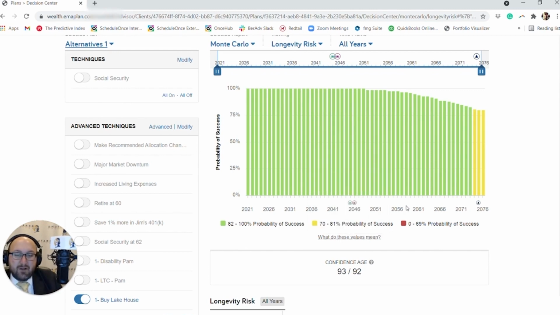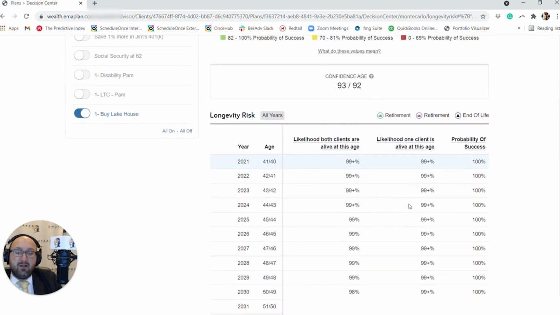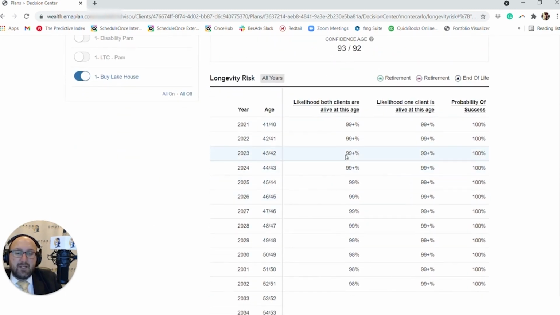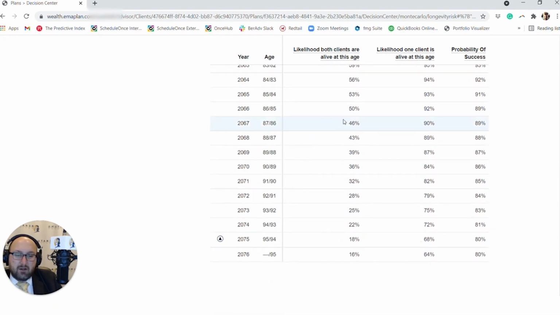So the second part of this, and what we really love to use this for, is having a conversation about how longevity impacts their plan. And so what eMoney's done here, which I think is just fantastic, is one, what's the likelihood of both clients living to this age? And so if we scroll down here, this is a younger couple, you'll see there's only a 28% chance that they live to be 92 and 91. People don't realize that. First off, the reaction you get is, wow, it's that high? I don't even think there's any chance. But this is the key here.